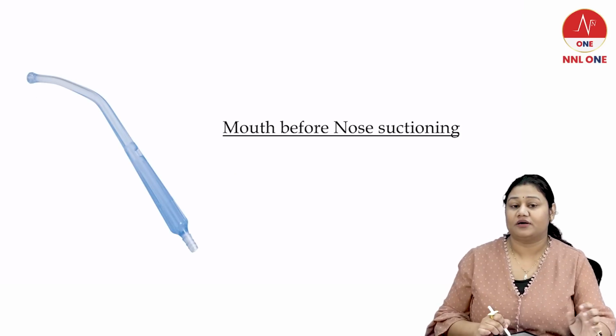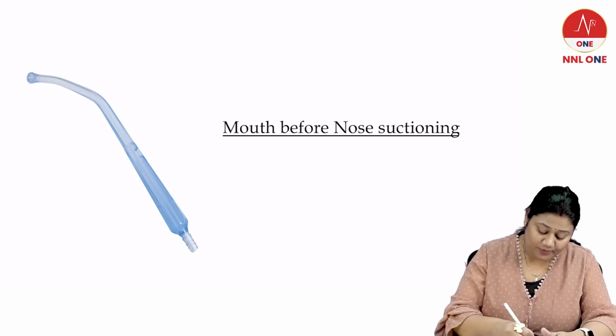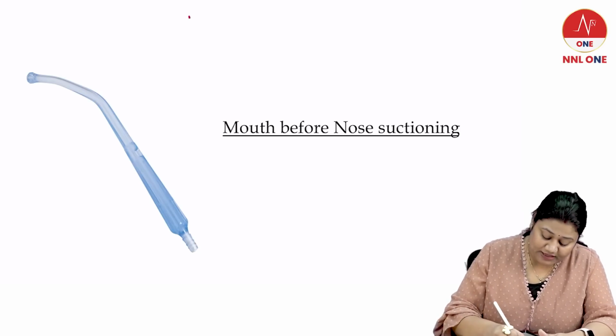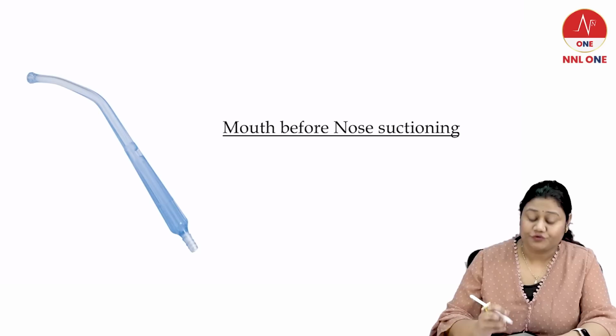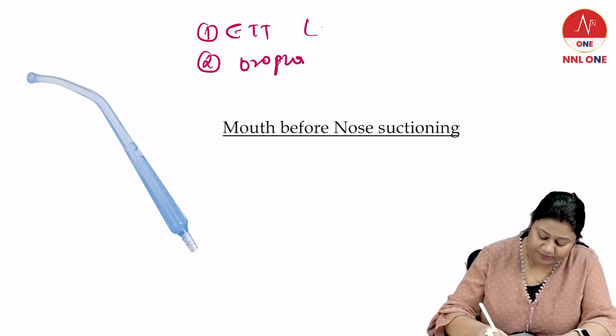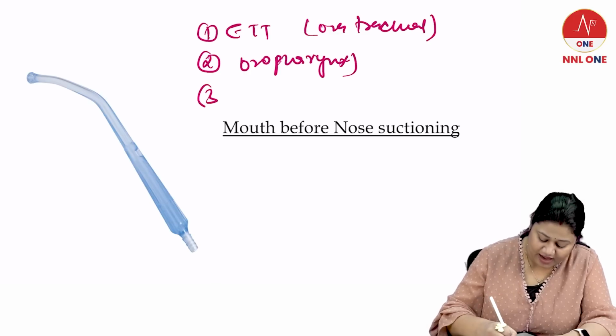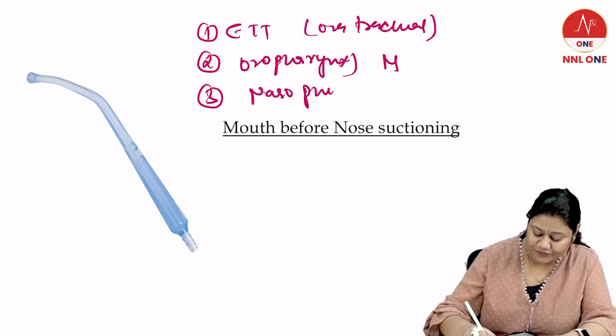This is your longer tonsil tip in order to provide the oral suction. What is the sequence of providing the suctioning? First, you have to do the endotracheal tube suctioning. Second, the oropharyngeal suctioning, that means orotracheal suctioning, then oropharyngeal suctioning, and last you have to do nasopharyngeal suctioning. So first M, then N.